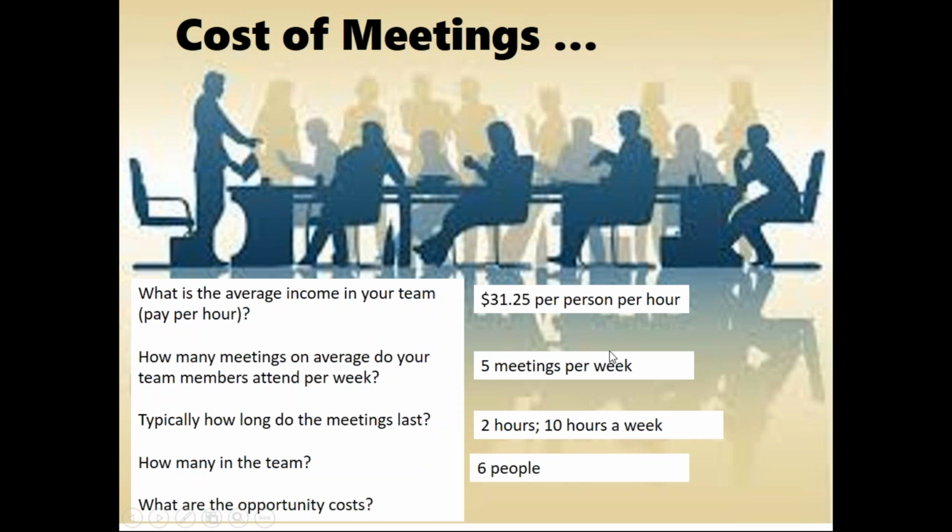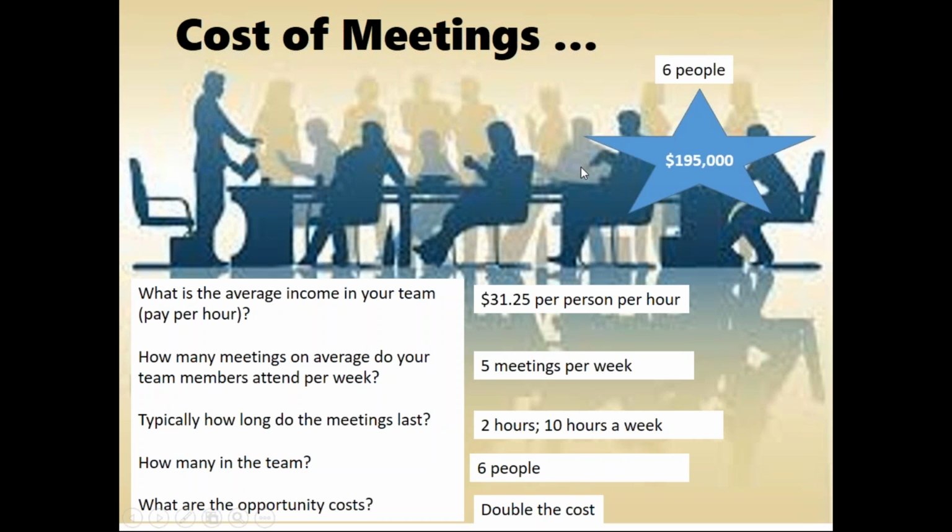And let's say that you've got 6 people in your team. Of course, some of you have got less, some of you have got more, but let's just go with 6. And let's also double the costs, because of course, as I said before, there are opportunity costs. So if we consider, for example, that we have 6 people, that's going to cost on an annual basis your team $195,000 a year to attend meetings.